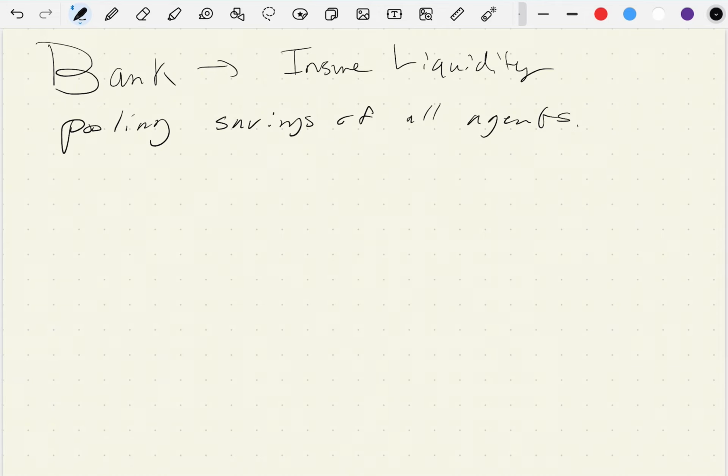okay, it can rely on the law of large numbers, okay, because if we have a bunch of agents, the bank acts as some kind of statistical culmination of pooling savings from everybody, okay? And so it knows that on average, right, a fraction, let's call it lambda, of its depositors, right, will be impatient.